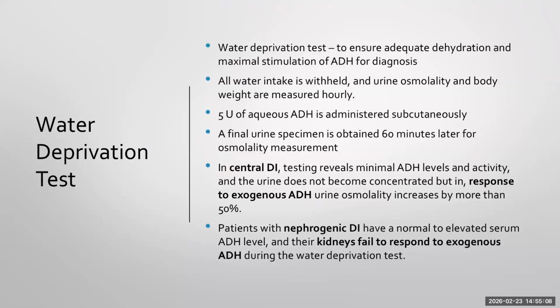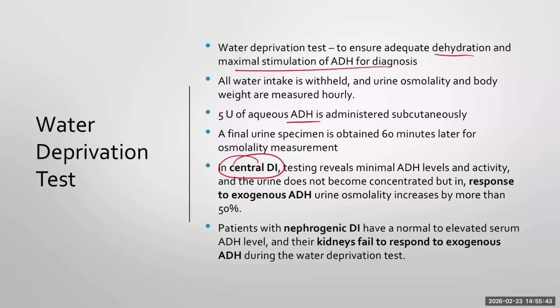So the water deprivation test. How do we do this for patients with suspected DI? We want to ensure adequate dehydration and maximal stimulation of ADH for diagnosis. So we withhold all the water and we check your urine and body weight. We check it all. We give 5 units of ADH sub-Q. So we give you ADH and we see what happens after an hour. An hour later, we check urine again.